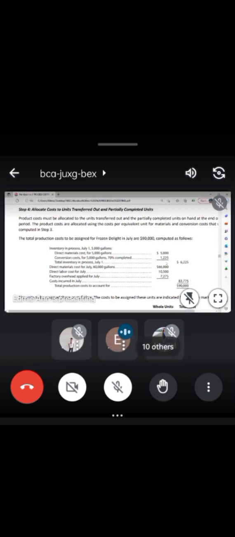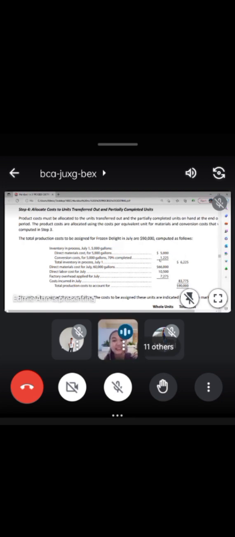This is the cost gikan pa sa last month. So given din siya, guys. Dili na siya computon. Guys, this 5,000 and the 1,225 is given. Given na siya because this is the cost of units nga nabilin last month.